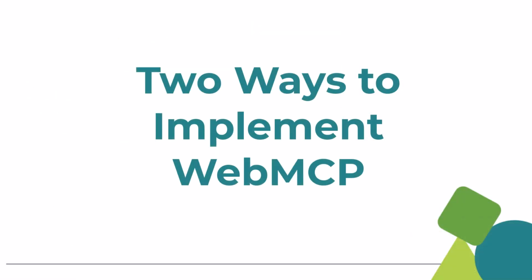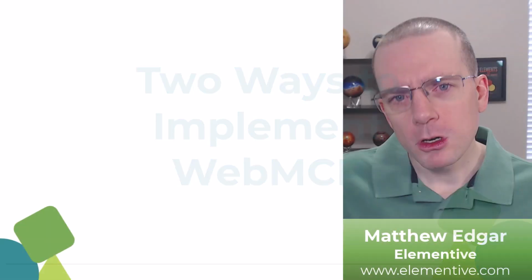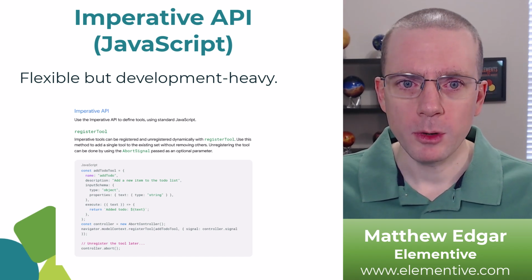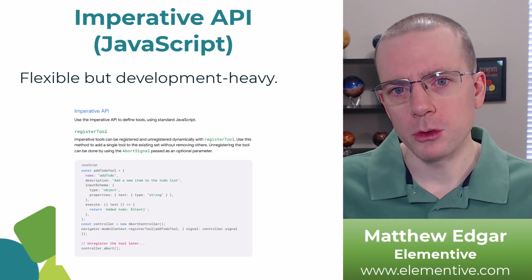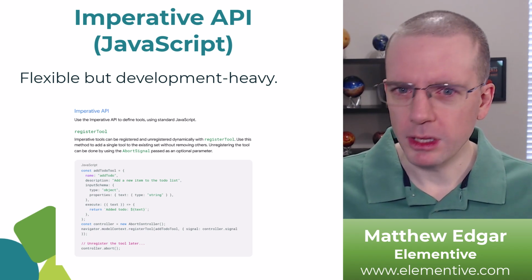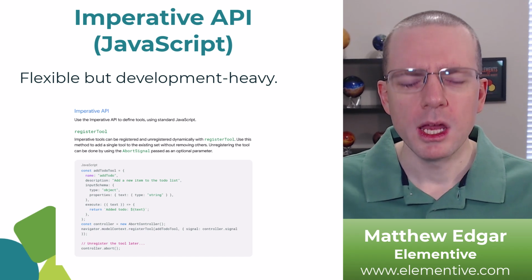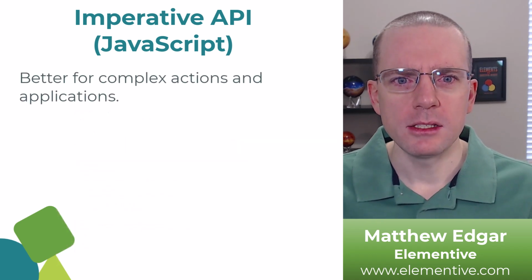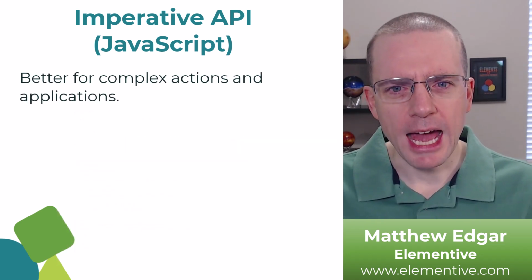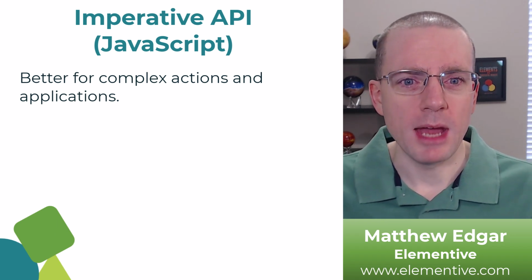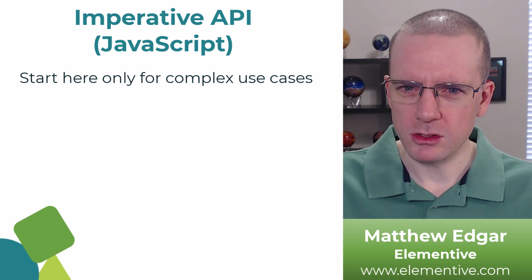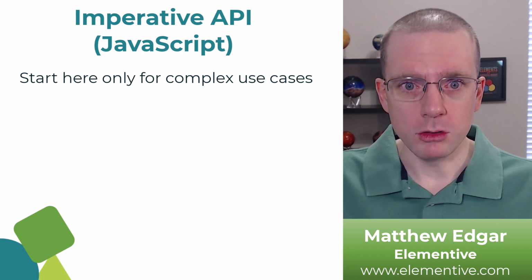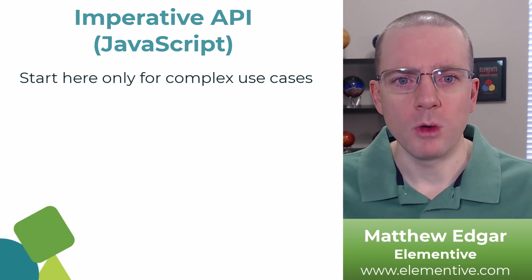Now, there are two implementation approaches to WebMCP. The first of these approaches is the imperative API. This is JavaScript based, and this approach requires registering tools through JavaScript. It offers a lot of flexibility, but it requires quite a bit of development work to really define and structure tool behavior in the code. This is better for really complex actions. It's probably better for really custom applications. Honestly, I probably wouldn't recommend starting here unless you have a very complicated website where you do see that agents are struggling to interact with it right now.